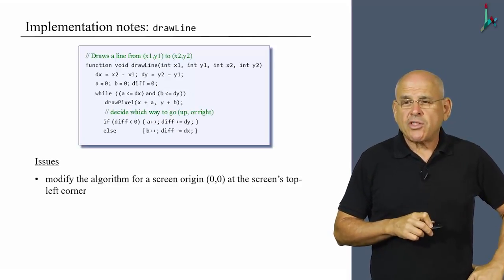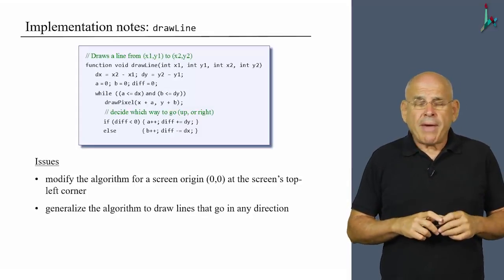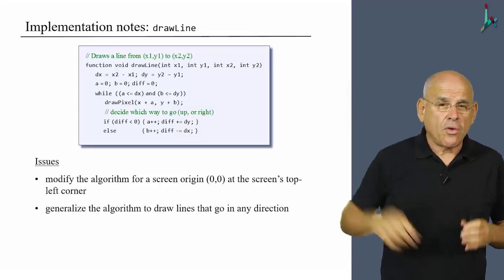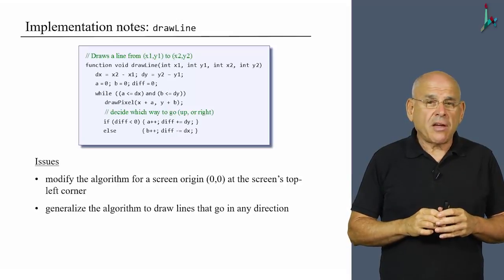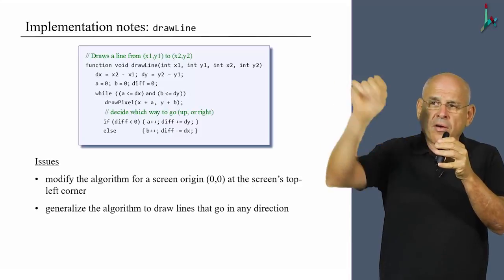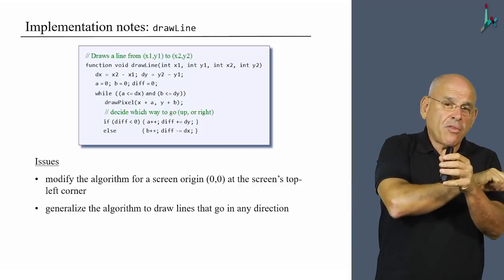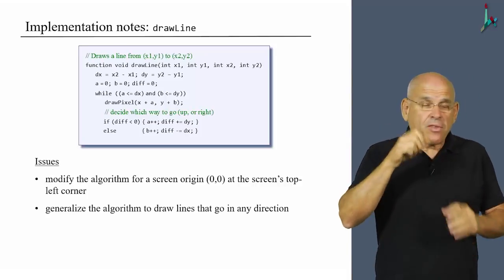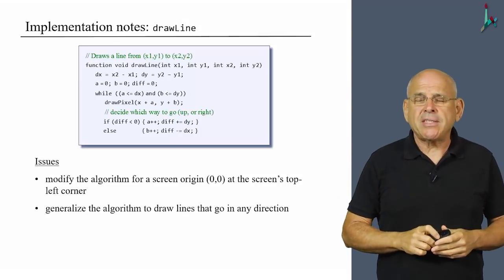So that's one modification. The other modification is that recall that we made a simplifying assumption. We decided to draw only lines that go northeast. In reality, we have at least four different situations. We go either northeast or southeast or northwest or southwest. And so you have to handle every one of these four possibilities.